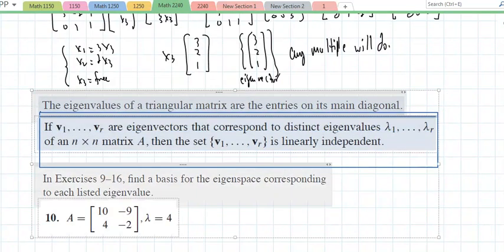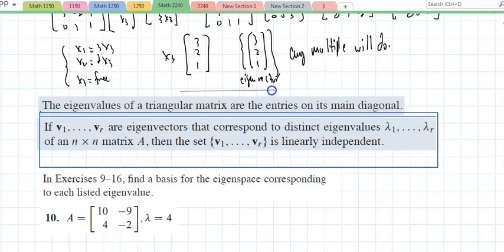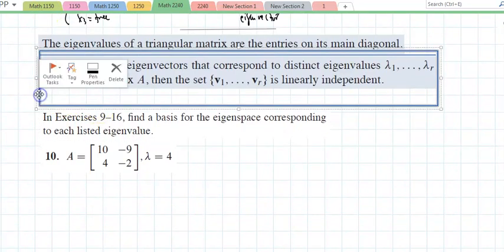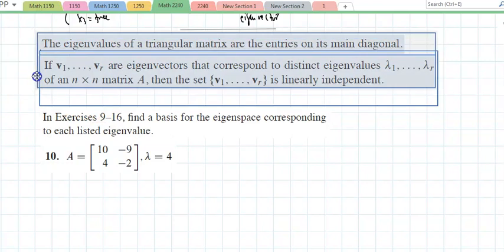Okay, do we know what they're asking? 9 through 16. It says find a basis. Well, what's the deal with this basis business? Basis is a big deal. And let's see how that works.